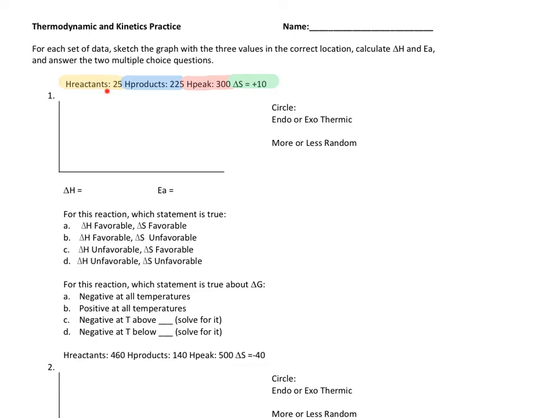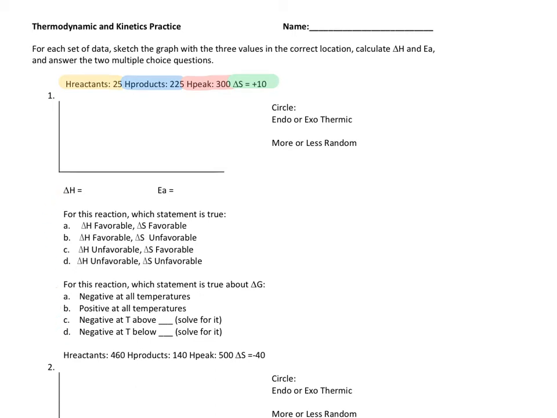If we were doing this in class, you would have to sketch it. It might be useful to think about what that sketch would look like, but on a Google Docs I won't ask you to do it. What you will have to do is tell me whether it is endothermic or exothermic, whether it is more or less random. You'll have to do two subtraction problems, one to get delta H and one to get the activation energy.